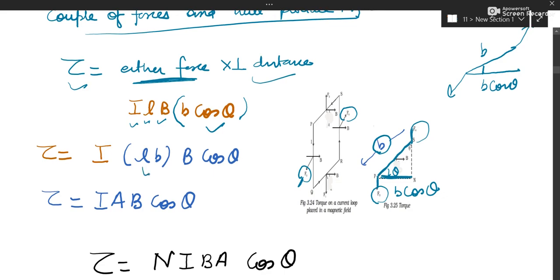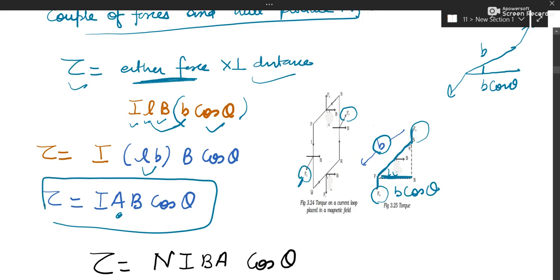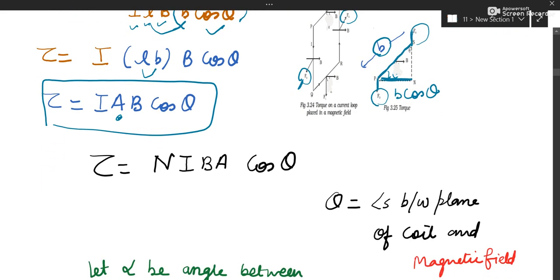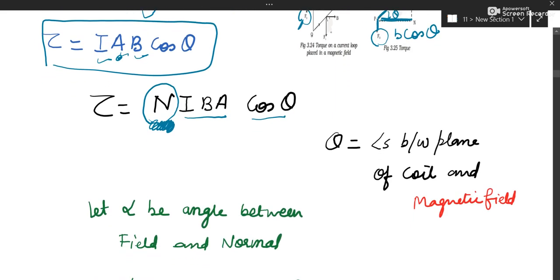So now length into breadth, L into B, is area. So this is that formula for torque which we are supposed to find out. Now suppose n turns are there, we will be multiplying it with n. So n is the number of turns of the coil, I B A, N I B A cos theta. So this is the formula of torque, right?